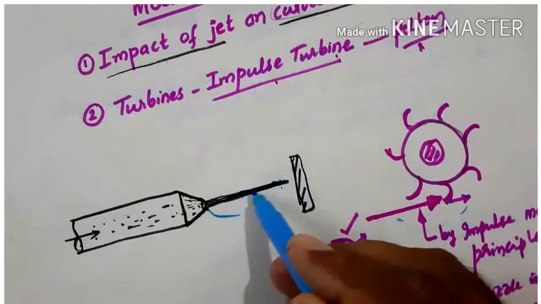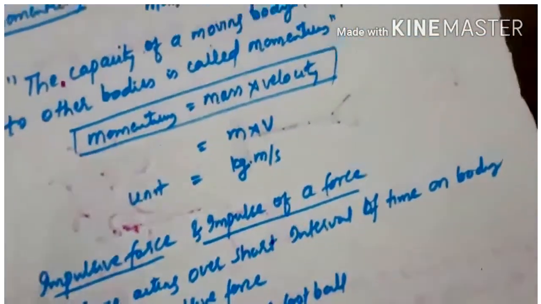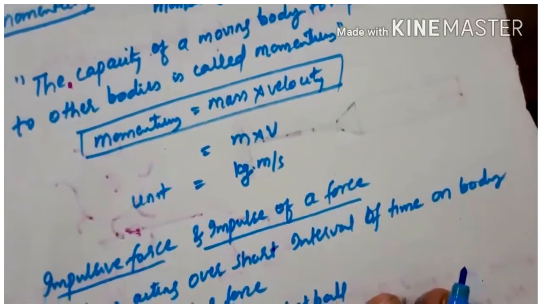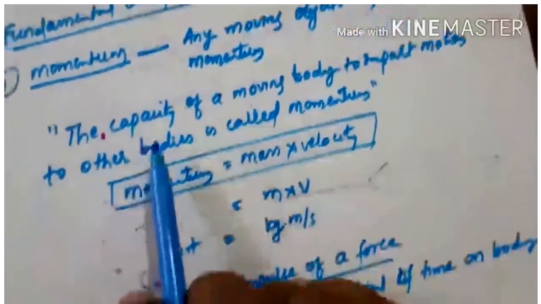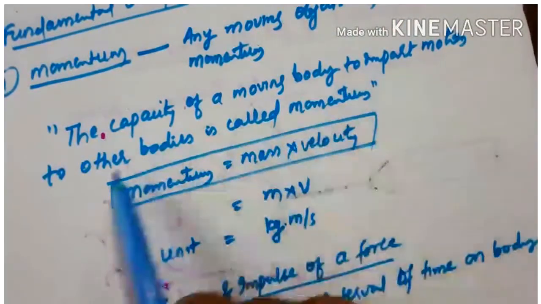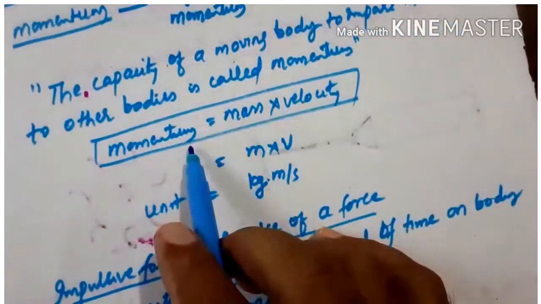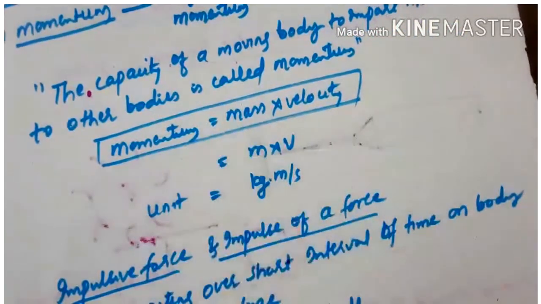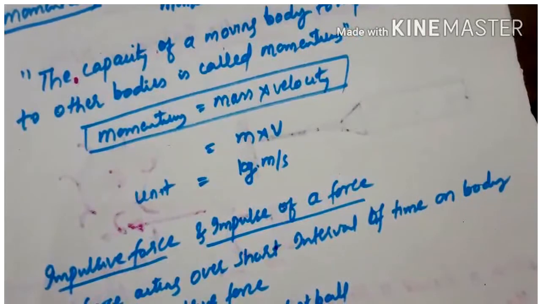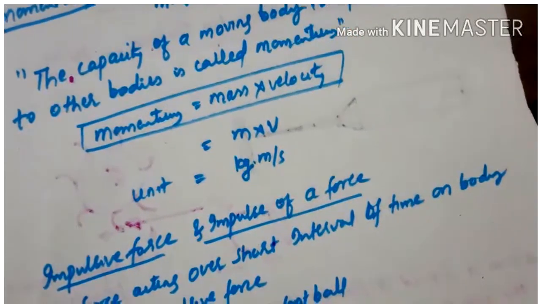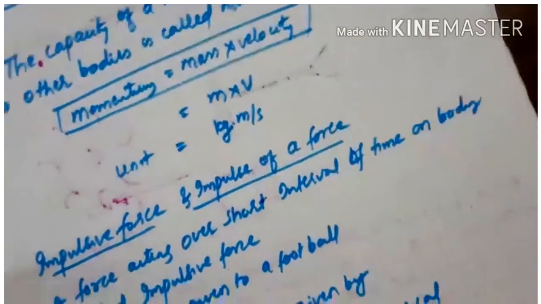So when any moving object applies a force on any other body, which imparts a motion to other bodies, that is what we defined here. The capacity of a moving body to impart a motion to other bodies is called momentum, and this momentum is acting in a very short interval of time. So that is called impulsive momentum or impulsive force. And this is the impulse momentum principle.